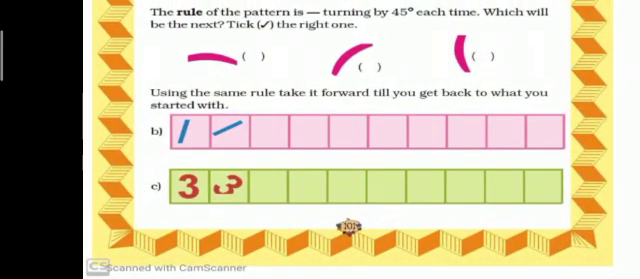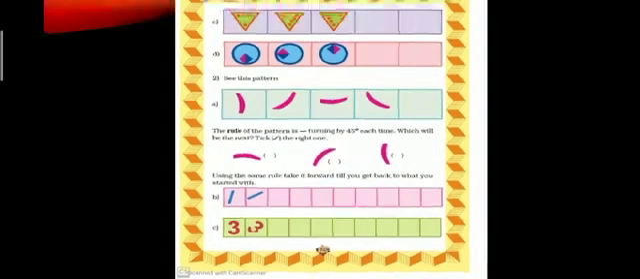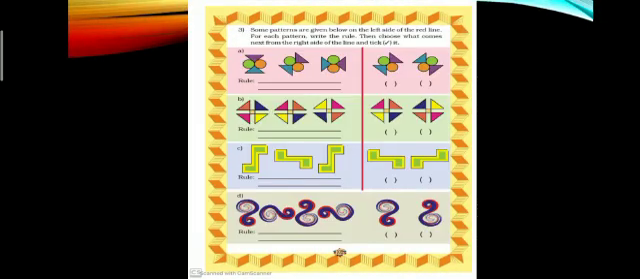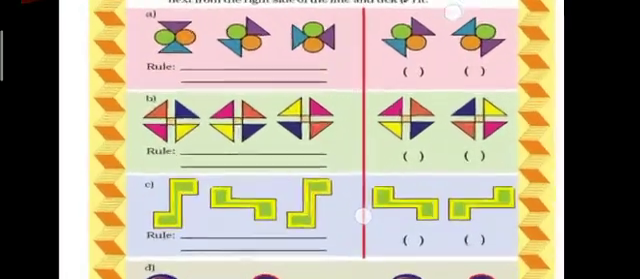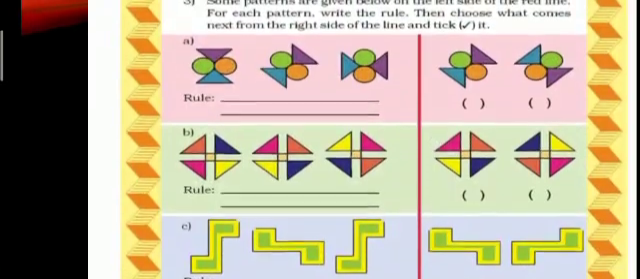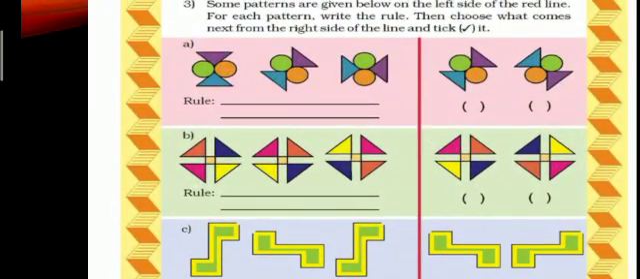Now using some rules forward, we have to draw these patterns also. Okay, so this 2 B and C will be homework for you. Now let us see this third question where the patterns are given, and from the right hand side 2 options are given, we have to select one correct.